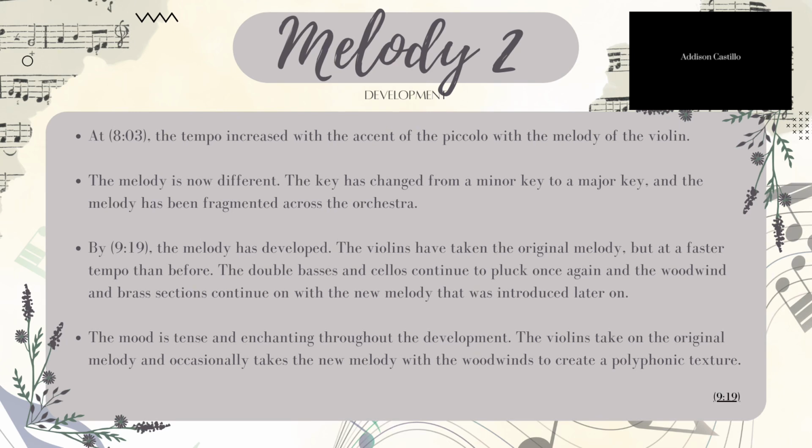And by 9:19, the melody has developed, the violins are taking on the melody, but at a faster tempo. The double basses and the cellos are plucking on their strings once again. That was the beginning melody from exposition. So it's just the tempo is increasing, there's more instruments. The mood is a little more tense and enchanting, so when it increases, it makes an intensity in the sound, making the melody sound a bit different. But that's just the alteration in the sonata allegro form.